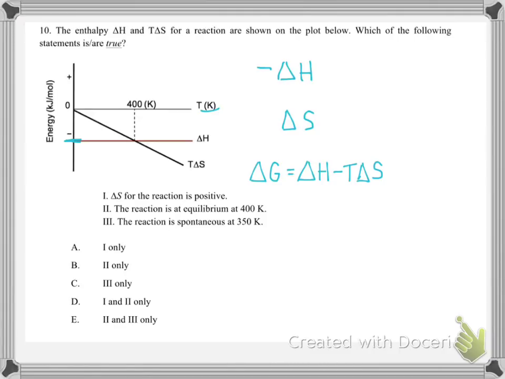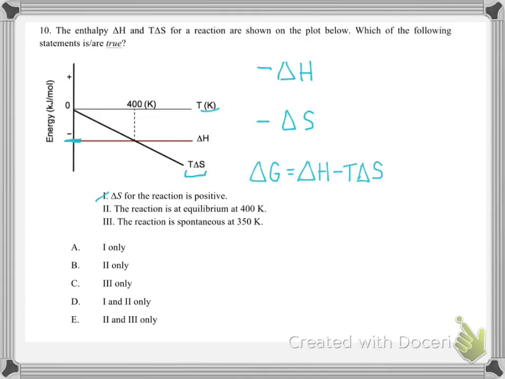Okay, and so for the delta S sign, we can look and see as we increase temperature, this line decreases. So that means we must have a negative delta S. Okay. So we can eliminate the first statement as an option.